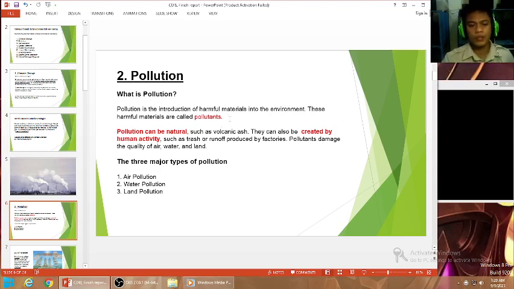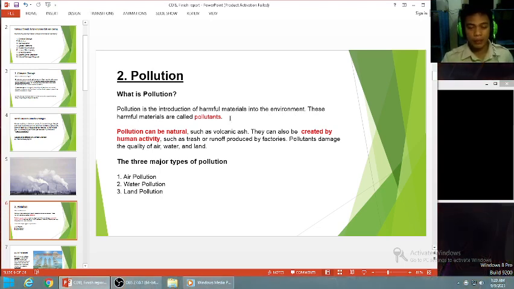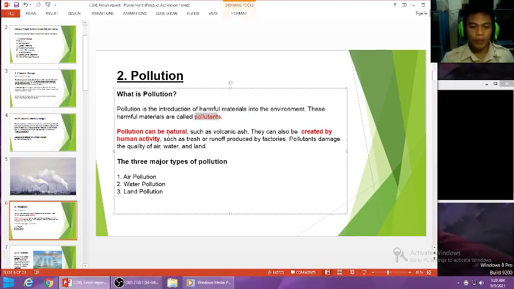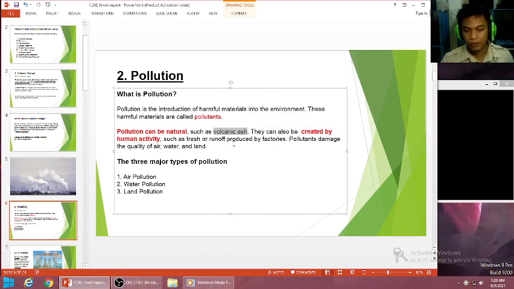Now, pollution refers to those harmful materials that we throw into the environment. For example, chemicals, dead bodies of animals, and garbage or waste that cause pollution are called pollutants. Now, pollution can be natural, such as volcanic ash, because volcanic ash is also a pollutant. It can also be created by human activities such as trash or runoff produced by factories. Pollutants damage the quality of air, water, and land.